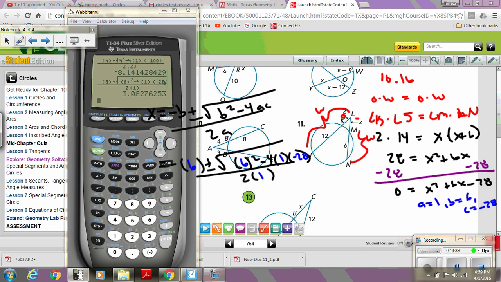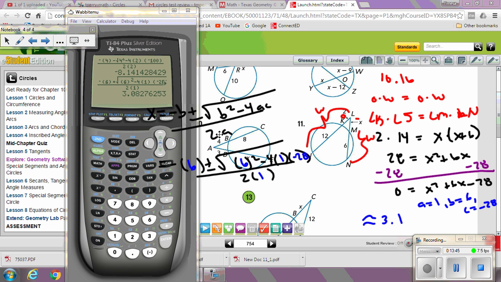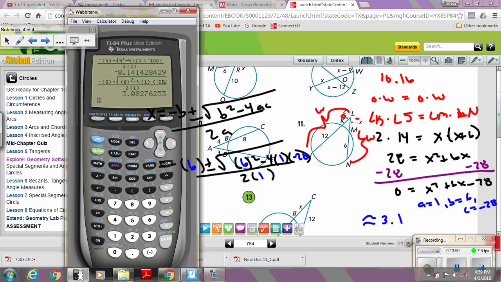And we get roughly 3.1 because it said round to the tenths. So now we're going to hit second enter so we don't have to type everything all over again. Now we need to change it from plus to minus and hit enter. Now it says negative 9.1.